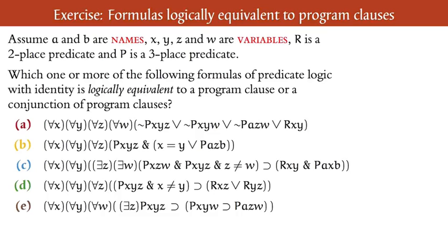Now it's your turn. Assume A and B are names, X, Y, Z and W are variables, R is a two-place predicate and P is a three-place predicate. Which one or more of these formulas is logically equivalent to a program clause or logically equivalent to a conjunction of two program clauses? You might want to note that universal quantifiers distribute over a conjunction, so breaking into a conjunction of two program clauses is quite easy.